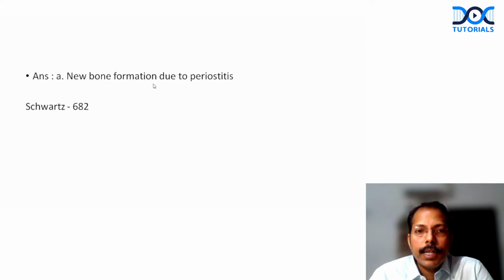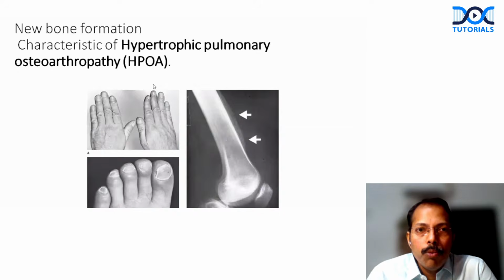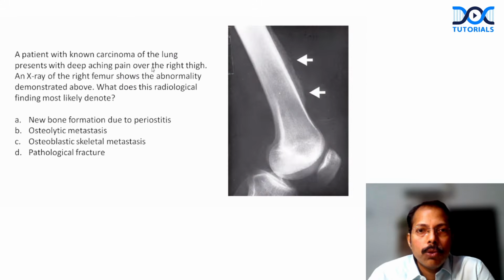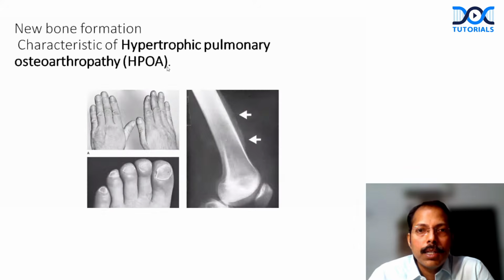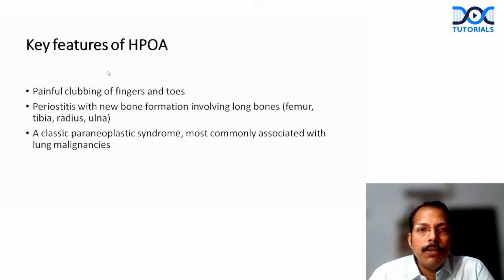It is directly taken from your Schwartz. New bone formation is a characteristic of hypertrophic pulmonary osteoarthropathy in a malignancy. Okay. So carcinoma lung, again the malignant condition, leads to new bone formation. It is a characteristic feature of hypertrophic pulmonary osteoarthropathy. So what are the key features? Painful clubbing of fingers and toes, periostitis with new bone formation involving long bones, right? A classic paraneoplastic syndrome, most commonly associated with lung malignancies. Lung malignancies are more notorious to cause paraneoplastic syndromes.